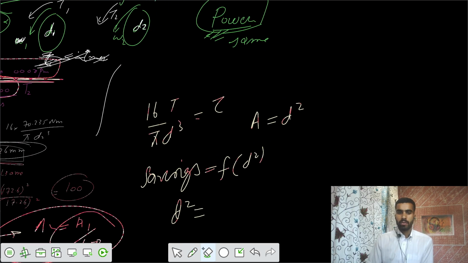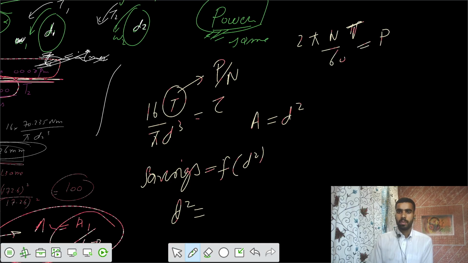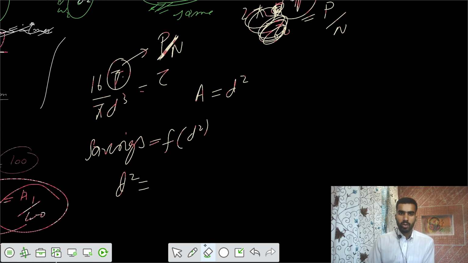From the torque equation, if I write the torque equals to power by n, number of rotations, because we have 2 pi n T by 60 equals to power. So torque is a function of P by N. If you substitute in terms of torque, you have P by N, then we can say your diameter.